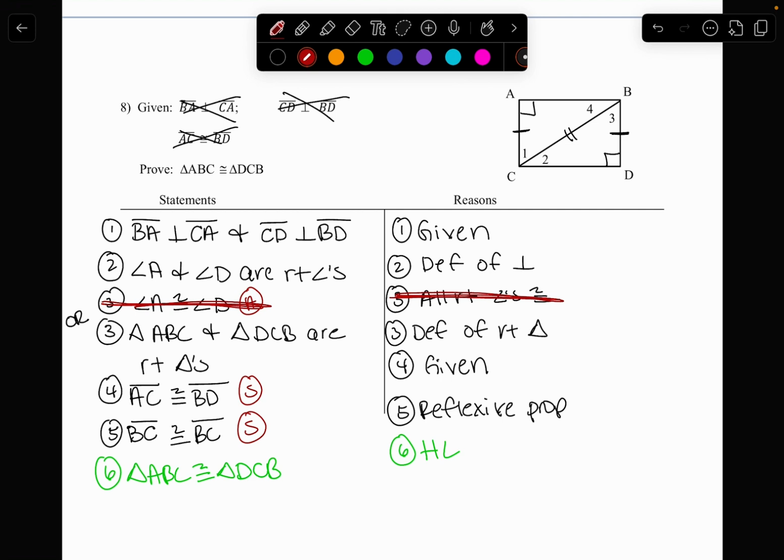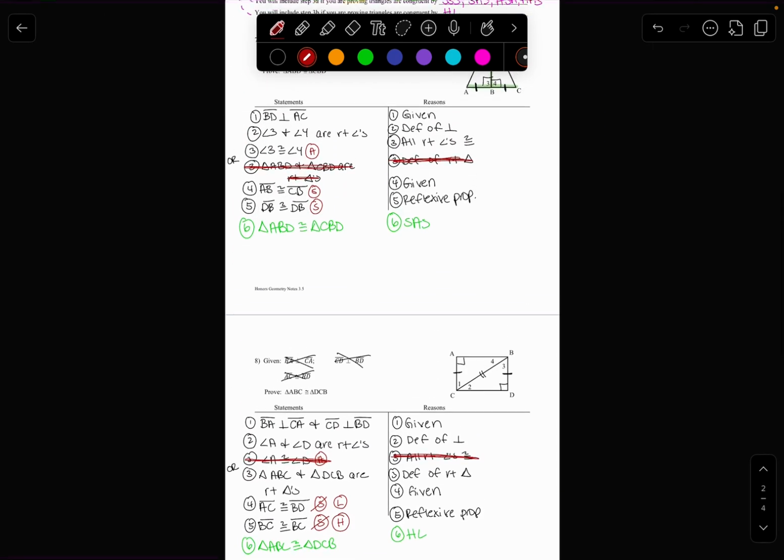Okay, now if you look at the circled red letters, notice that you have a side and a side. AC is going to be considered your leg, and BC is considered your hypotenuse. So that's your hypotenuse leg information. You don't have to go back and remark it as such, but I'm just showing you what that's going to look like. All right, and that's all we have for hypotenuse leg.